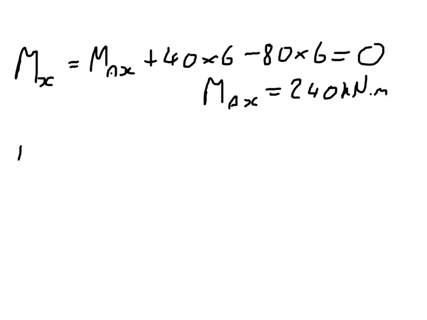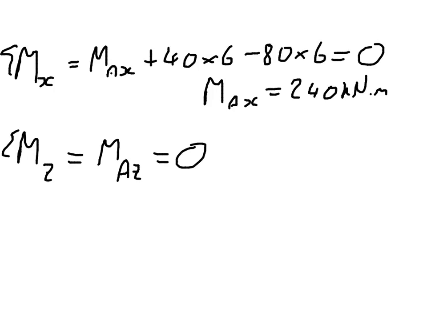And finally, my moments about Z, these should have sums on them, are going to simply equal MAZ. There's no other moment about Z. That has to equal 0, so we know the moments at A about Z equals 0. That's the conclusion of example 1. I'll now talk you through example 2, and then there's one for you to have a go at.